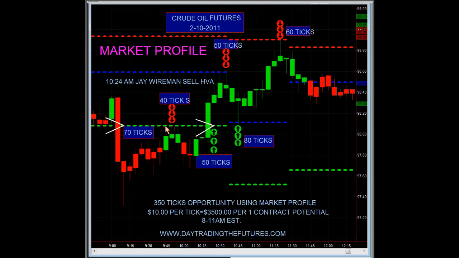So at 8:45, I knew this was major resistance and major support. So once we broke through support, we knew this was major resistance. We can take the sell right at the next resistance. So it came up right to the tick, rolled over for 40 ticks. That's $400 per one contract in crude oil. Comes up again, tests, rolls over.